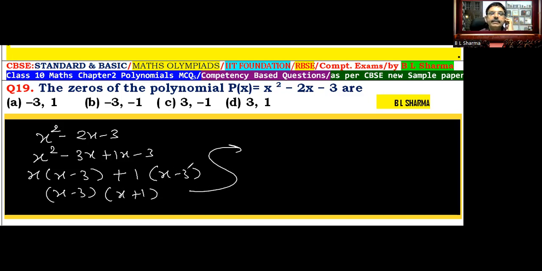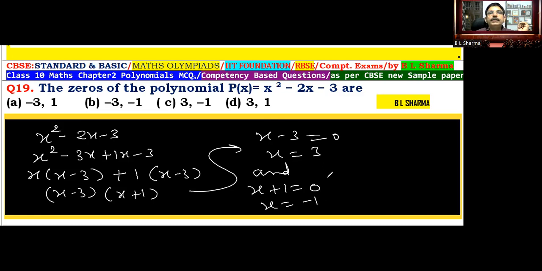And now to get the zeros, you put each factor equal to 0. So put the first factor, that is x minus 3 is equal to 0. So x is equal to 3. And put the second factor equal to 0, x plus 1 is equal to 0. So x is minus 1. So here the two zeros are one is 3 and other is minus 1. So C is the correct option. So the two zeros of this quadratic polynomial will be 3 and negative of 1.